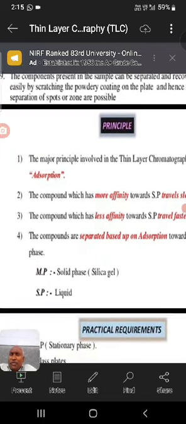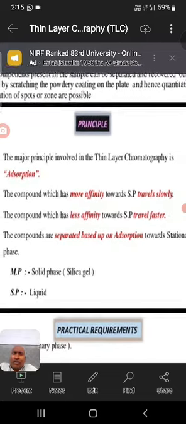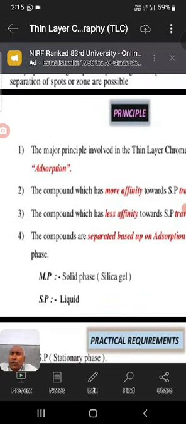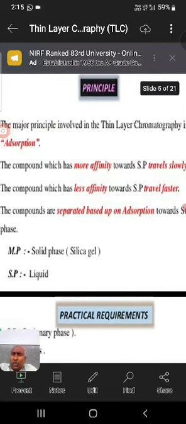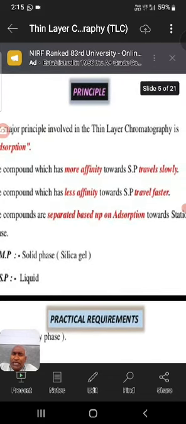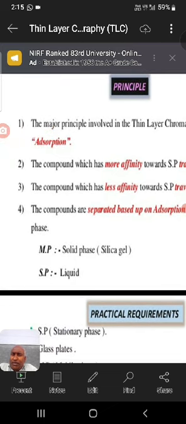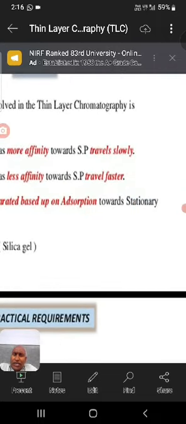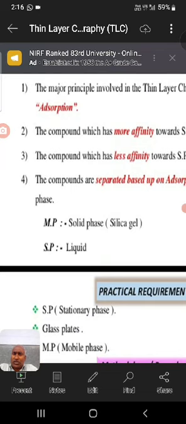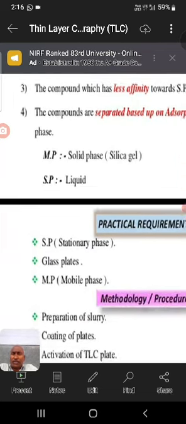Okay, the principle of thin layer chromatography: the major principle involved in thin layer chromatography is adsorption. What is that? Adsorption. The compound which has more affinity towards the SP travels slowly. The compounds which have less affinity towards the SP travel faster. The compounds are separated based upon their adsorption towards the stationary phase. SP means solid phase, silica gel, and MP means liquid.